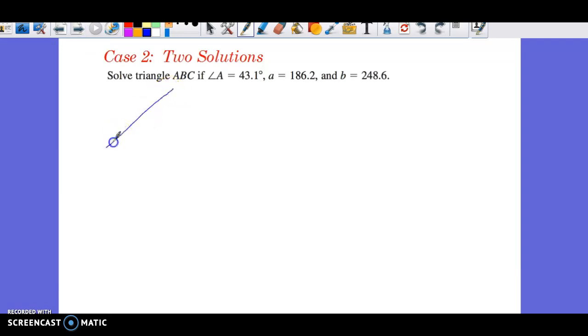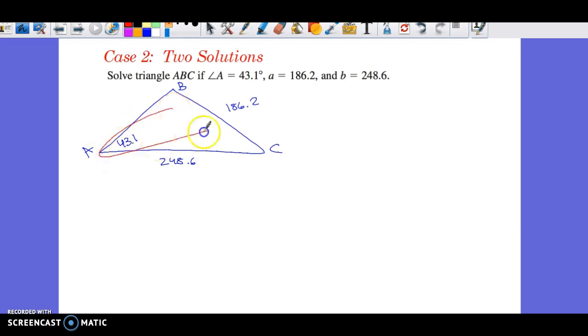So I'm going to draw a picture. Angle A, B, C, 43.1. Make sure the little a and big A are across from each other. Okay, so we're just going to solve the triangle. We're just going to find everything that we can. So this is across from each other. That's good.